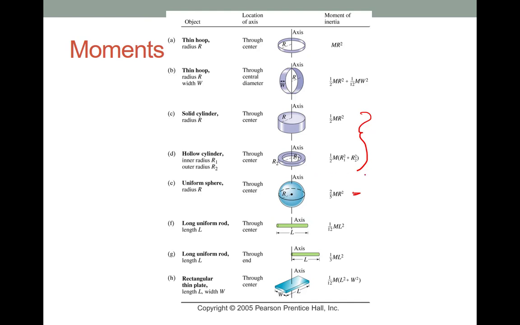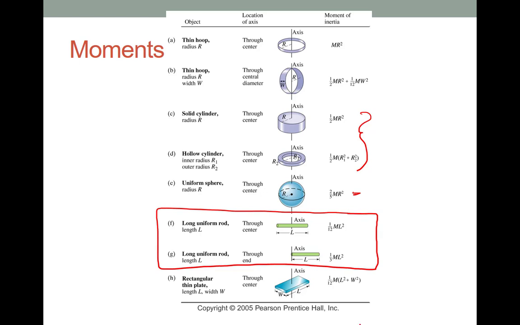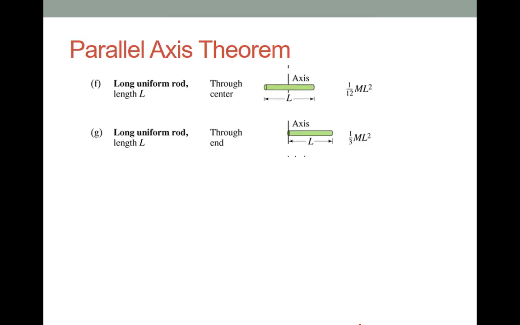In the meantime, I want to focus on these two because it's the same object, just rotated about a different spot. Okay. So copying those two entries over, the long uniform rod of length L about the center of mass, or the long uniform rod of length L about an end. And what I want to do is subtract. So I'm going to take the moment of inertia through the center of mass and subtract the moment of inertia about one end.